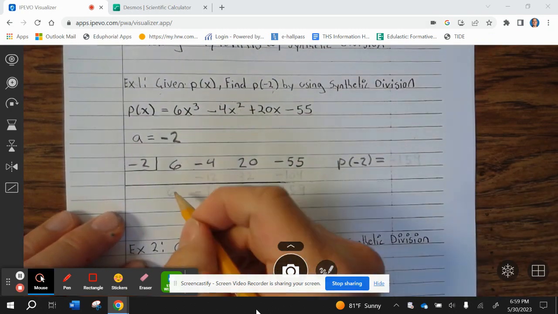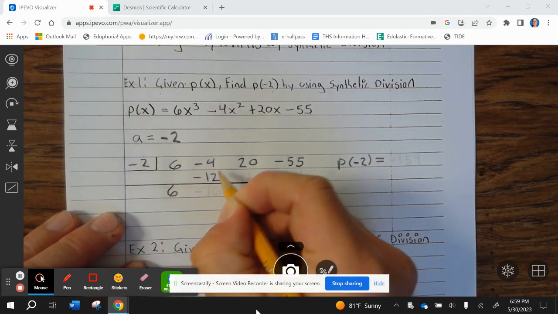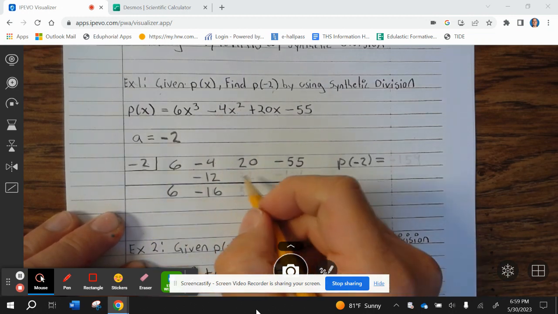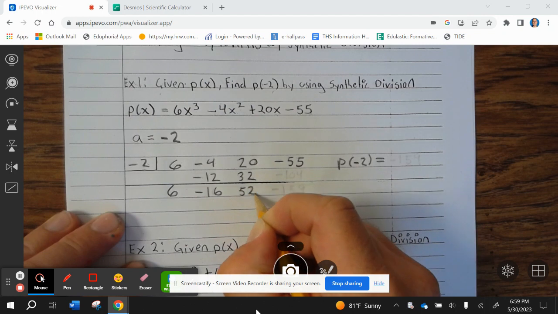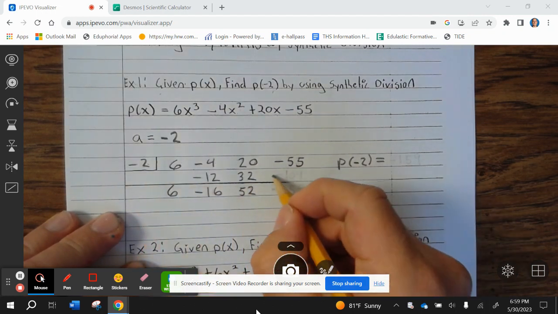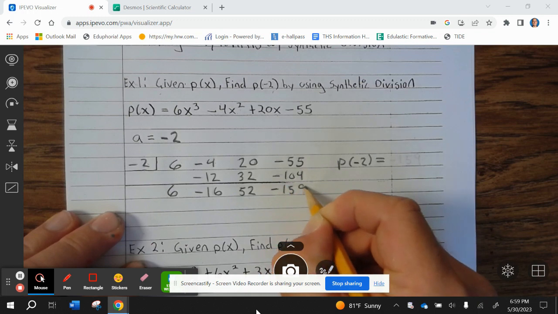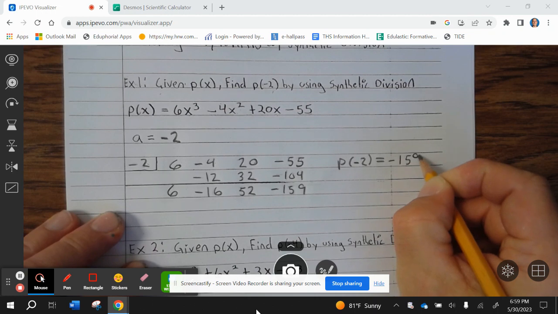Now we bring down the 6. Negative 2 times 6 is negative 12. Negative 4 plus negative 12 is negative 16. Negative 2 times negative 16 is 32. 20 plus 32 is 52. Negative 2 times 52 is negative 104. This combines to be negative 159. So p of negative 2 equals negative 159.